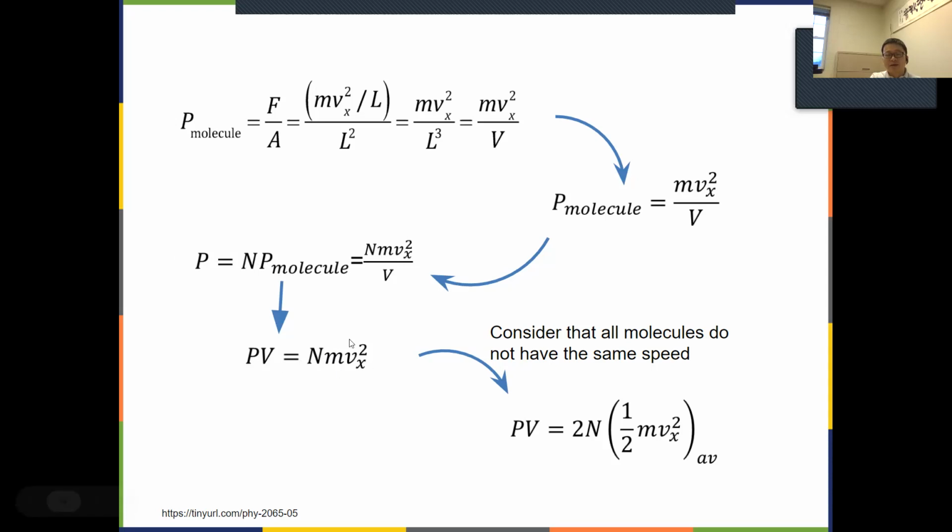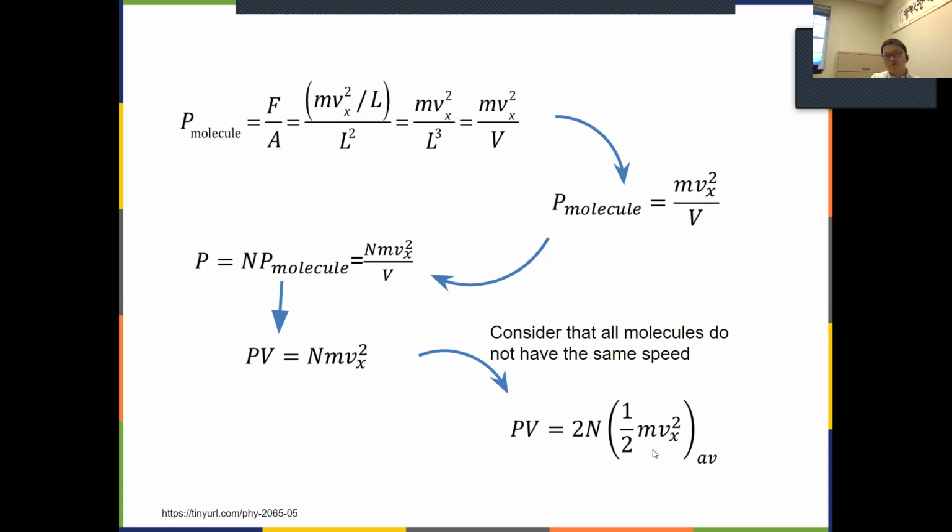And we can manipulate the right-hand side a little bit further. We'll make a 2 here, and then we'll make 1/2 in front of mvx squared, because that's the kinetic energy. So let's take the kinetic energy and then we need to add the 2 to make this equal to the initial expression. So then pressure times V equals 2 times N times 1/2 mvx squared.